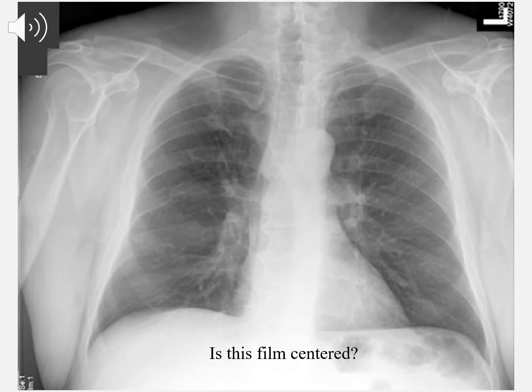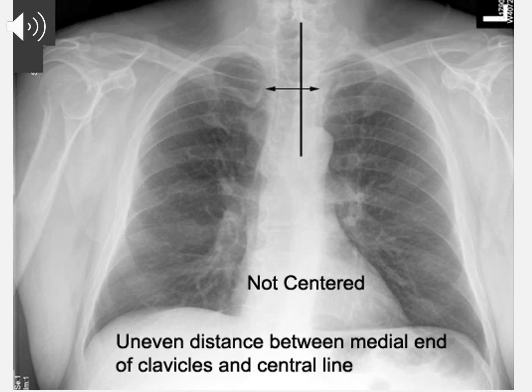So is this film centered? I'll give you a hint. The easiest way is to look at the spinous processes of the thoracic vertebrae and their distance from the medial clavicular heads. An easier way is to click up one slide because it is the exact same image as we just used on a patient with an X-ray that was not centered. This one is not centered. Not centered, told you.